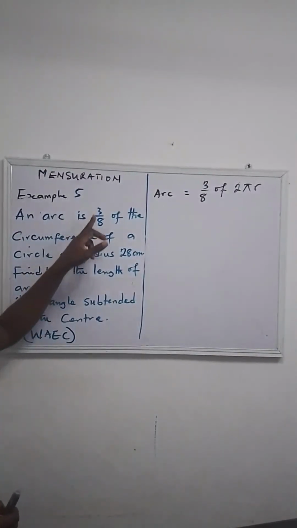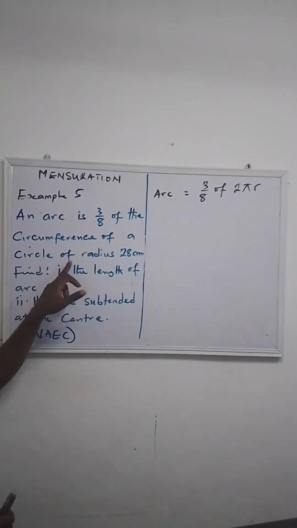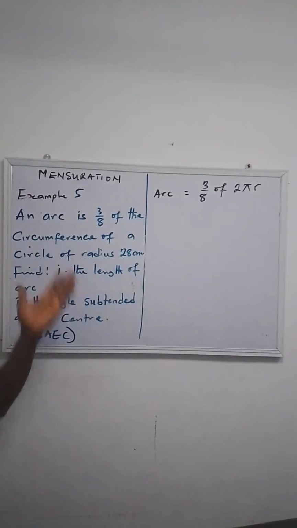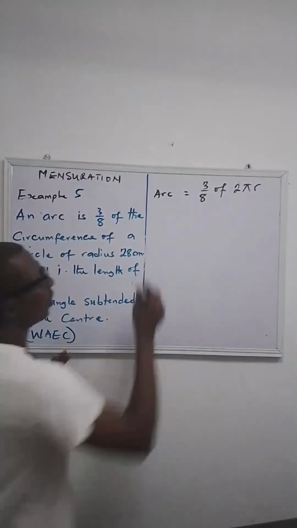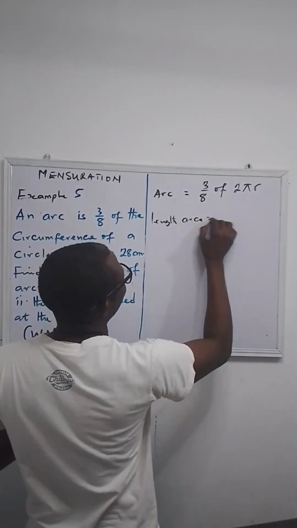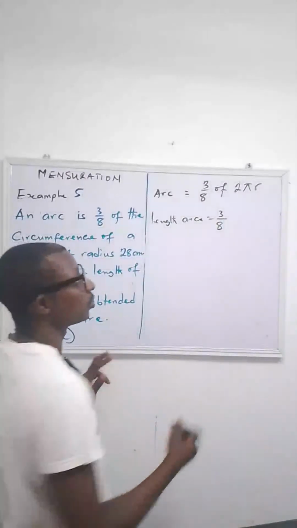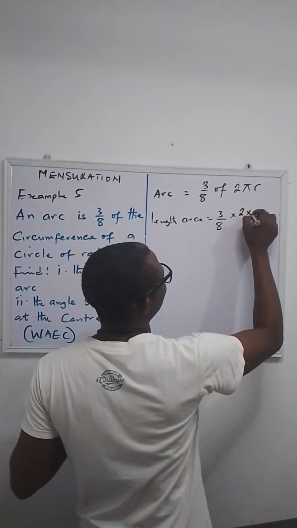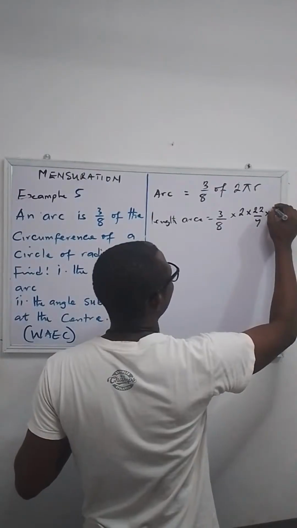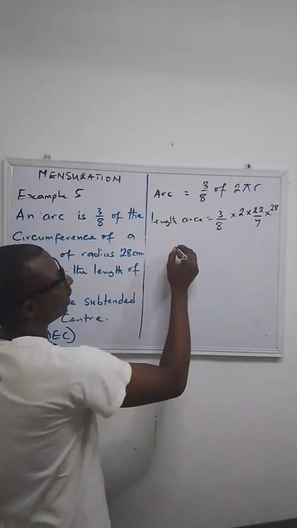An arc is 3/8 of the circumference of a circle, whose radius is 28. So that's all. I just calculate the length of the arc. Length of arc equals 3/8. Now, of in mathematics means multiplication. So we say times 2 times 22/7 times r. What is the radius? That's 28.